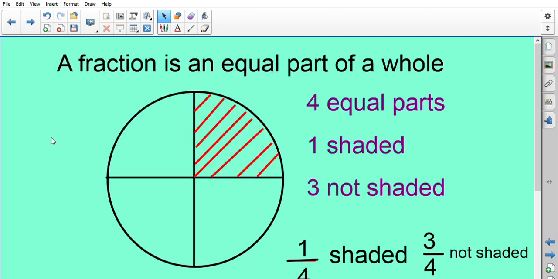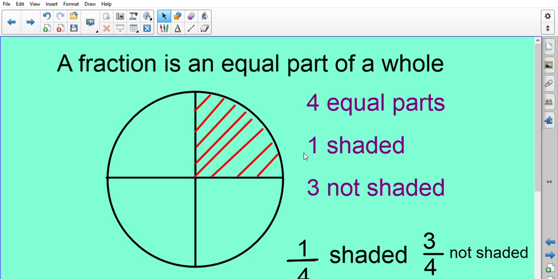A fraction is an equal part of a whole, and it's really, really important that you understand that it's an equal part. If I move this line here, we don't have quarters, because those two pieces are not equal to these pieces, so they're not quarters. So I'll just move it back so that it is equal. You can see this circle here, that's the whole, and we've divided it into four equal parts.